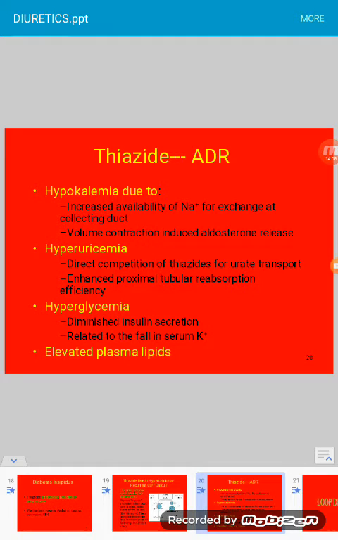Elevated plasma lipids: not only thiazide per se, any diuretic will lead to dyslipidemia. So two important adverse reactions of thiazide are, one, electrolyte imbalance, and another, dyslipidemia. For any diuretic, I can tell these two.